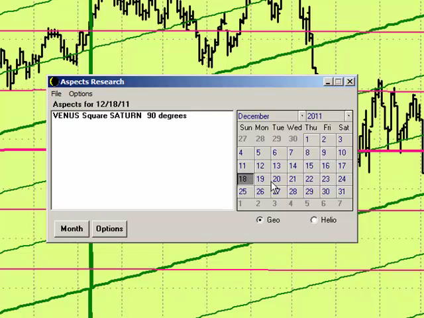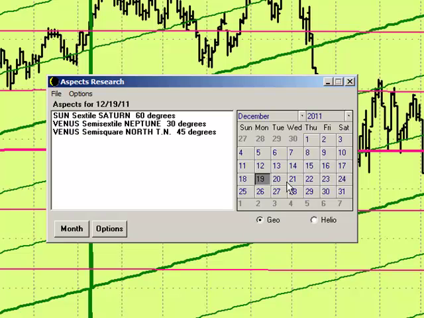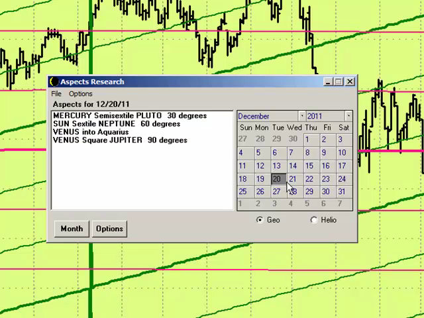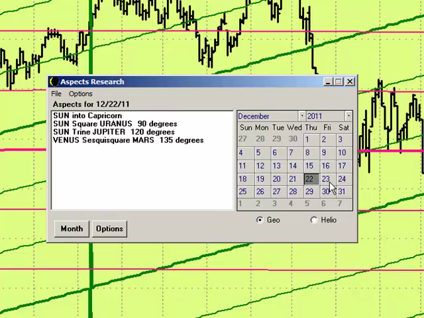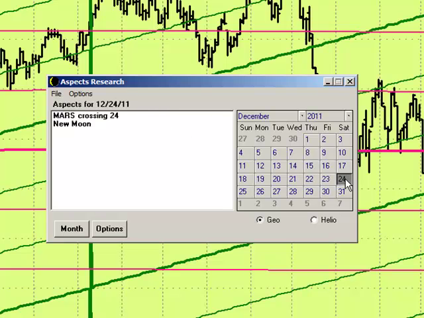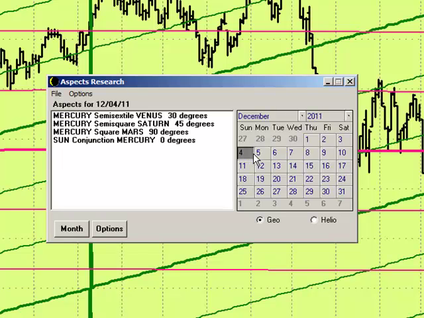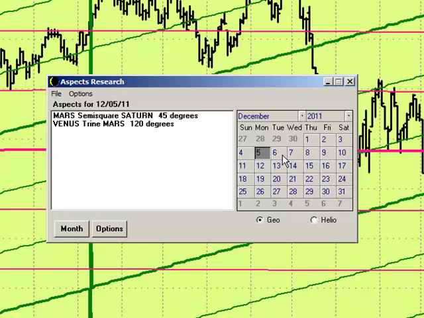A Venus square Saturn, okay, let's see, Venus square Jupiter, Uranus. Maybe I got too far into December. Let's cut back here. I want to see some significant arrangement between Venus and Pluto here. Okay. There we go. I'm sorry. The 1st of December. Okay, that is early in December. That's why I was missing it.